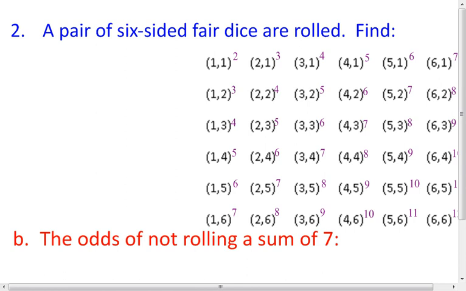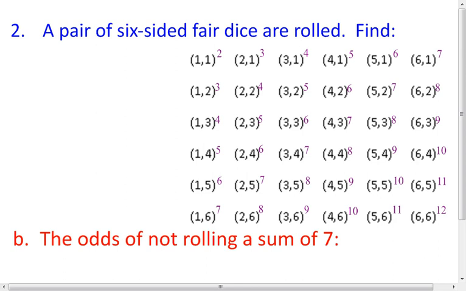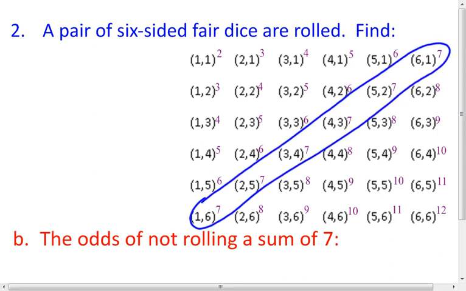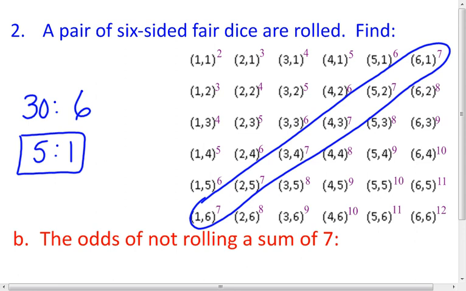The next one, the odds of not rolling a sum of 7. So the ones that are a sum of 7 obviously are these right here. Okay, so there's 6 of them that are a sum of 7, but I want to know the odds of not rolling a sum of 7. So there are 30 out of my 36 outcomes that do not have a sum of 7, 6 that do. And again, you'll think of that as a fraction, reduce it to 5 to 1. So for every 5 times you draw, you'll have 1 time where your sum is 7.